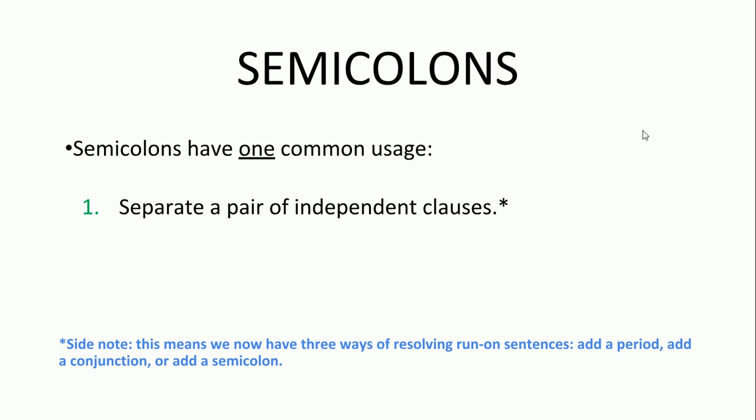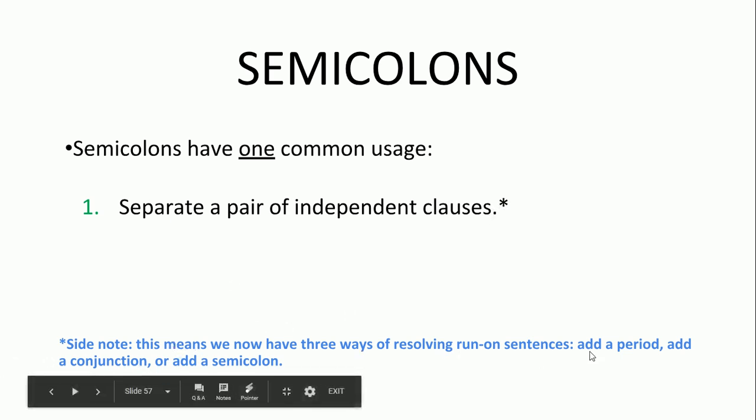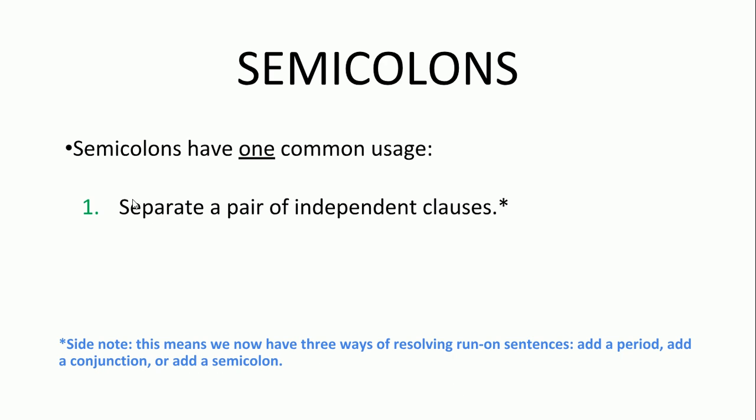All right, semicolons. So remember the golden rule. There's 4 ways to use commas, 3 ways to use dashes, 2 ways to use colons, and only one way to use semicolons. This is simple. Just one thing to remember. You use semicolons to separate a pair of independent clauses. There's a little note here that you can read on your own time. It's not that important, but there's one way to use a semicolon: separate a pair of independent clauses.